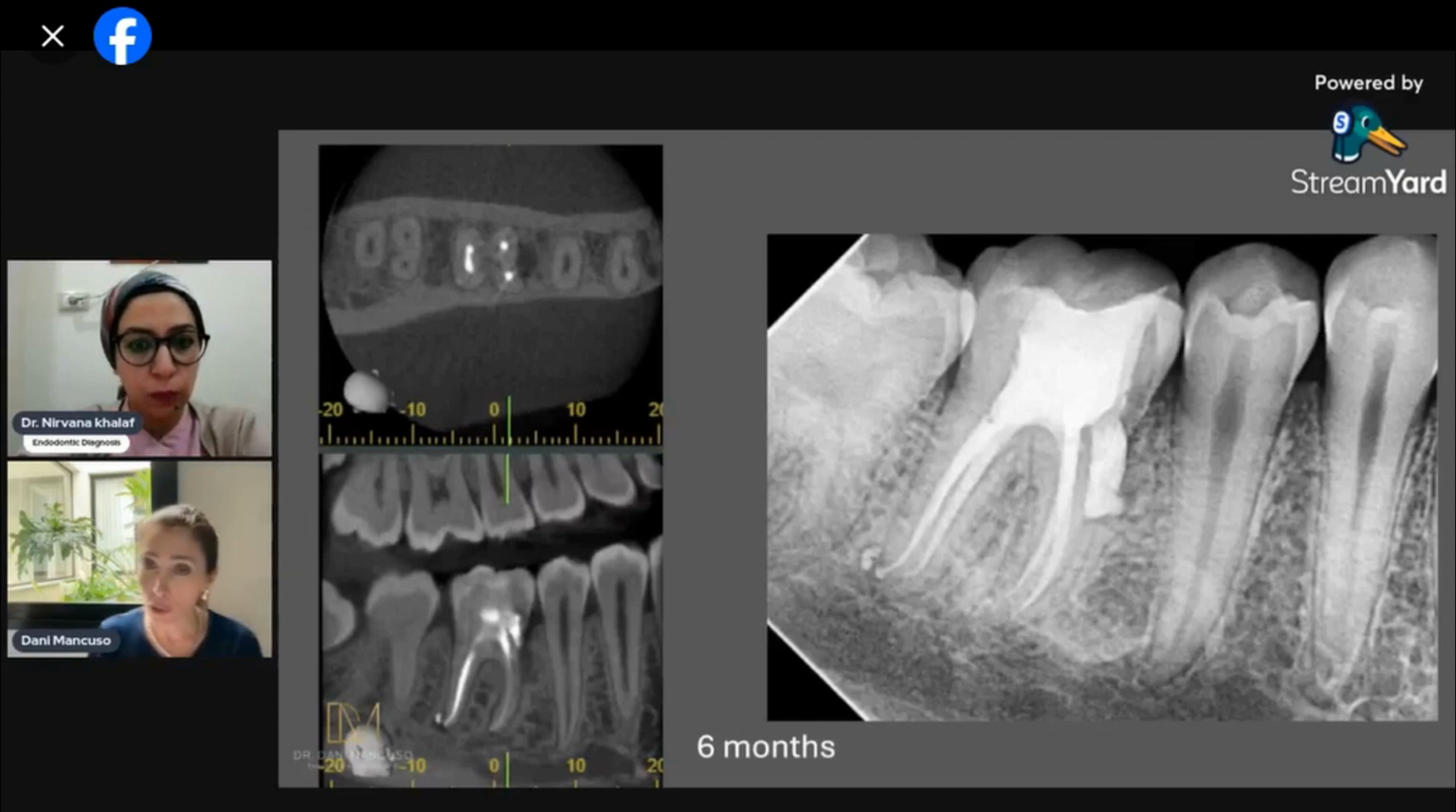Perhaps we'll have to open, hopefully not, but if we have to, it's just to recontour that tooth. The patient is absolutely fine. The tooth is completely asymptomatic, back into function, so I think it's okay.